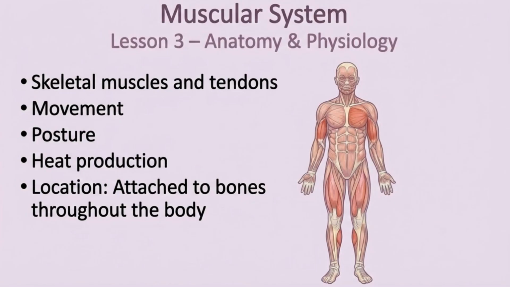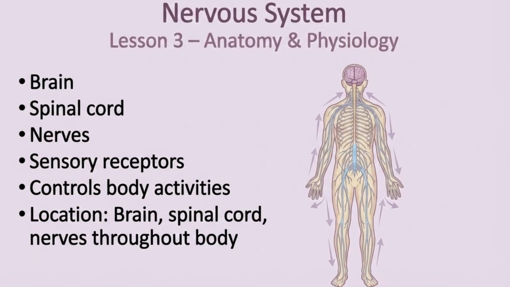The muscular system includes all skeletal muscles and tendons. It allows movement of the body, maintains posture, and produces heat. The nervous system includes the brain, spinal cord, nerves, and sensory receptors. It controls and coordinates body activities and responds to internal and external stimuli.